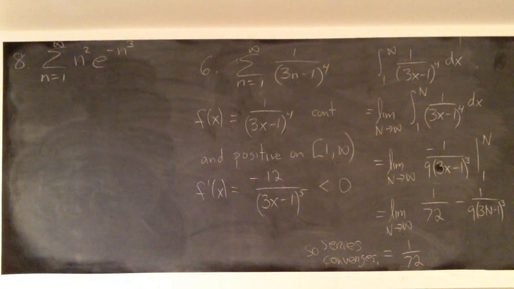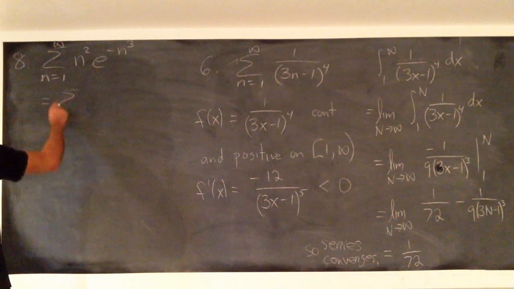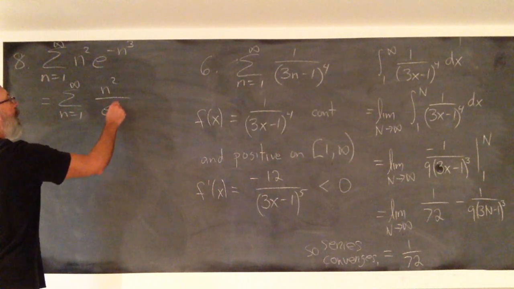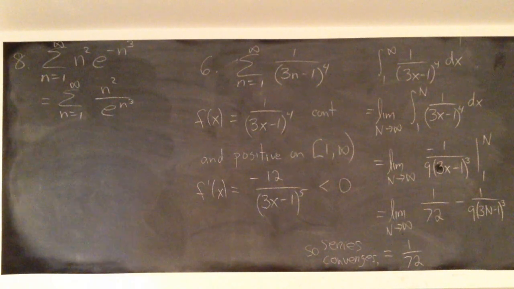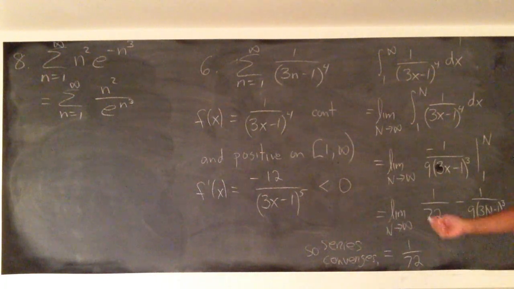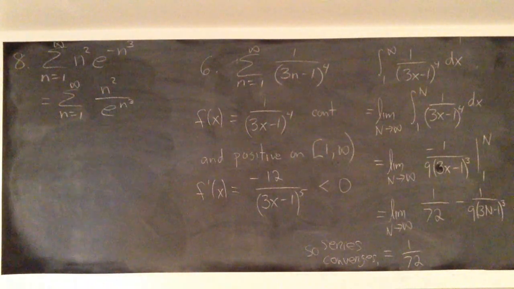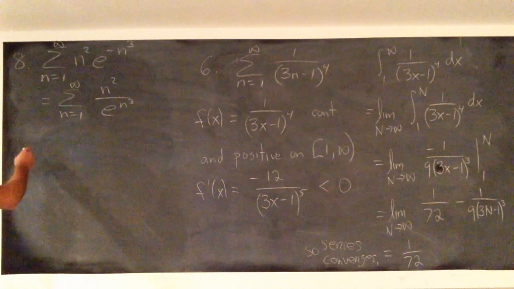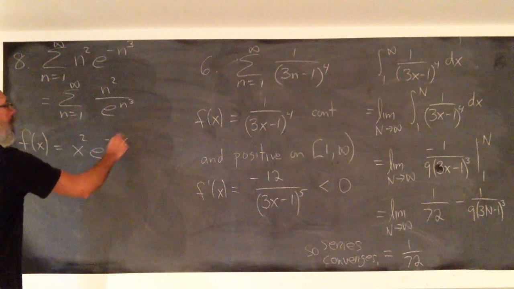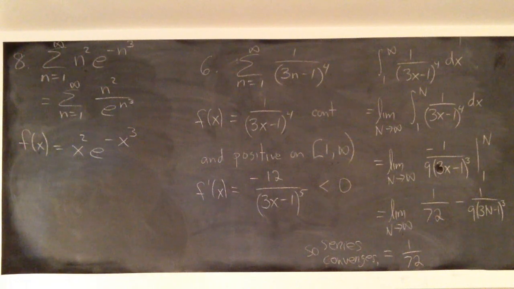Consider this. Which is really the series n squared over e to the n cubed. I mean, you don't have to rewrite it. I'm not even sure why I just did that. It's fine. Nothing wrong with that. Again, though, not a p-series. So we have to do something else. The function associated to that is x squared e to the negative x cubed. Right? When you plug in n for x, you get exactly what we're looking at here.